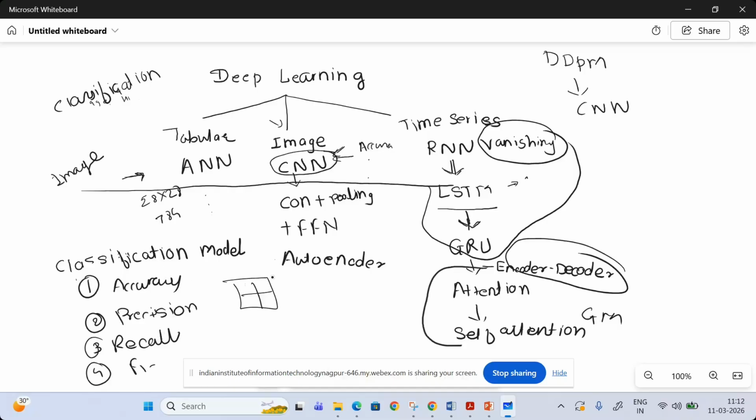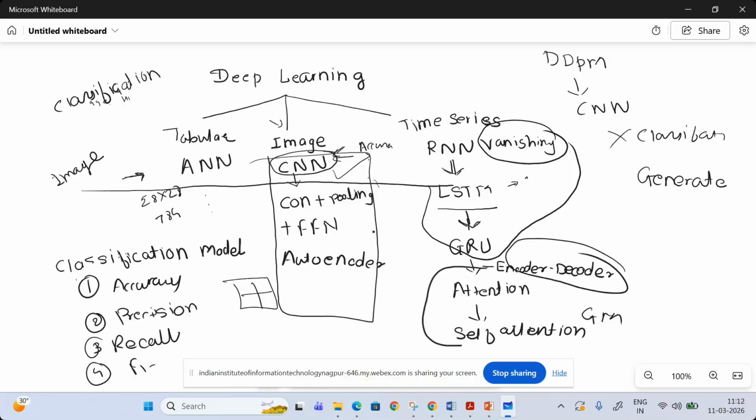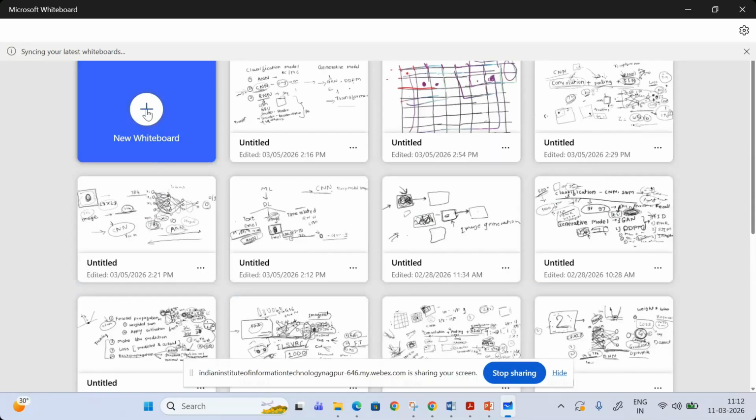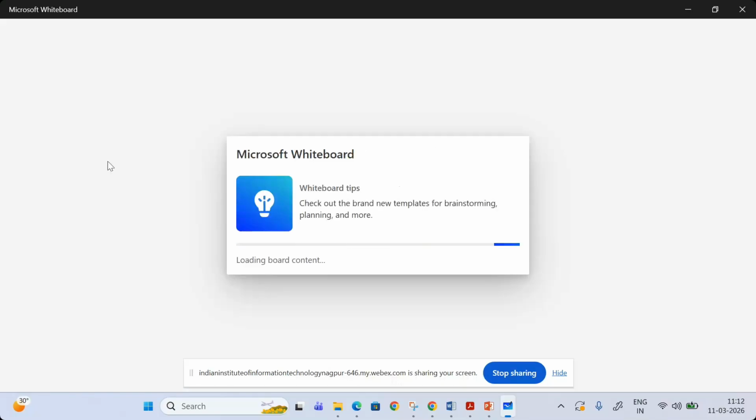But now my goal is not to classify the data. My goal is to generate new data, not classify. I need to generate new data. Now we will be working on the image side. On the image side, you have classification CNN models, and then you have different models developed for generation purposes. So here you have generative models now.